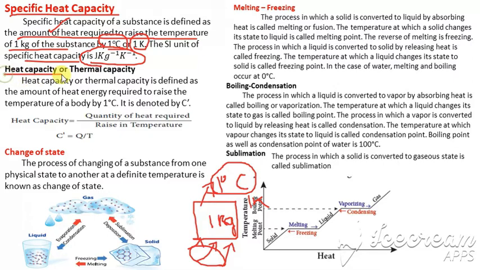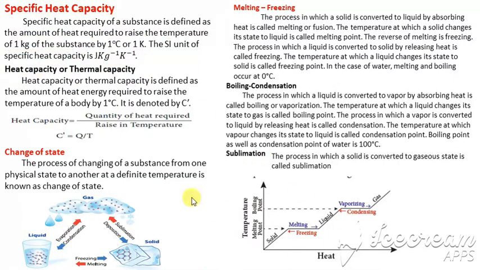Next we have heat capacity or thermal capacity. Heat capacity is defined as the amount of heat energy required to raise the temperature of the body by 1 degree Celsius. Okay, so the quantity of heat we give so that the temperature rises by 1 degree Celsius, that is heat capacity. For specific heat it is either 1 degree Celsius or 1 Kelvin. Here we are saying only 1 Kelvin.